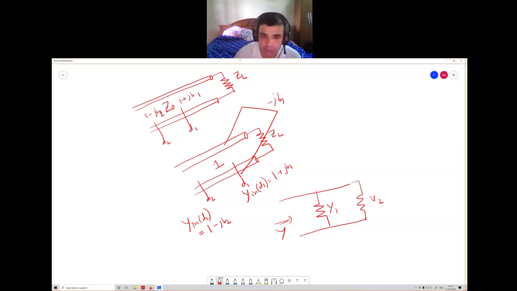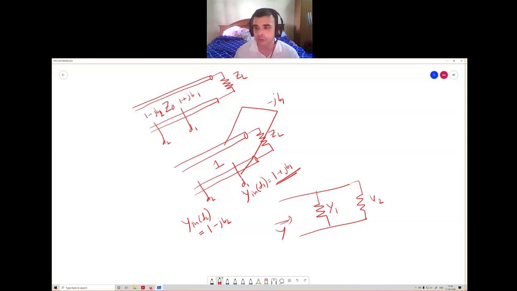So here, the input admittance is 1 plus jB1. If we add a stub whose admittance is minus jB1, then what will be the equivalent admittance? One. And we have a match. That is our goal, to make the input admittance one. If the input admittance is one, the input impedance will also be one. We have matched the circuit.